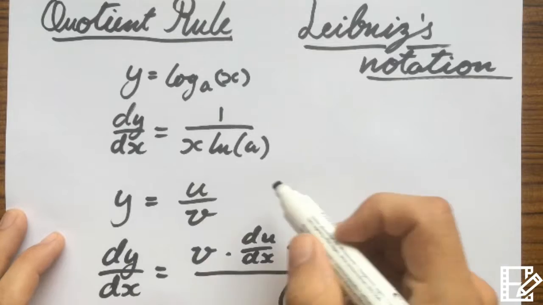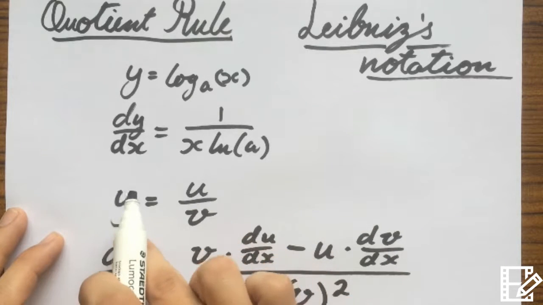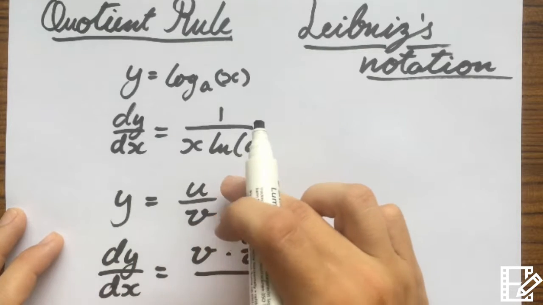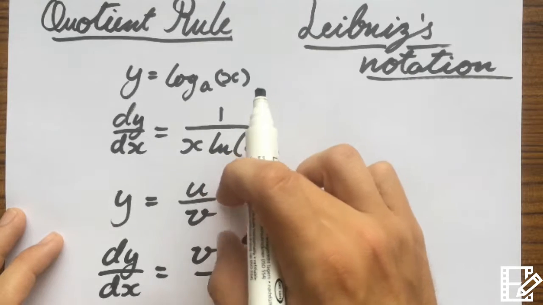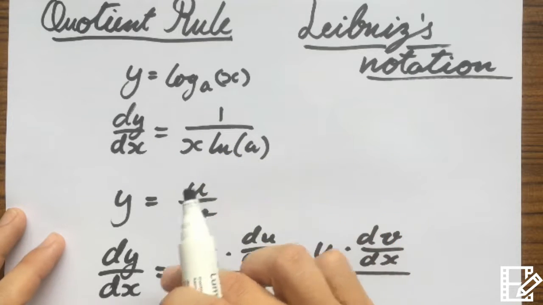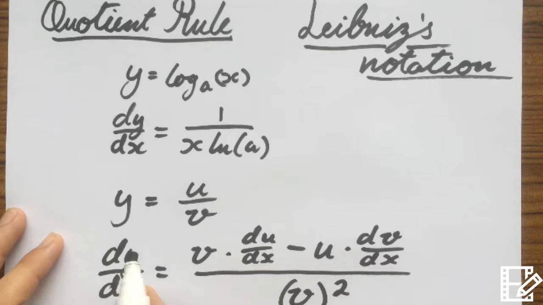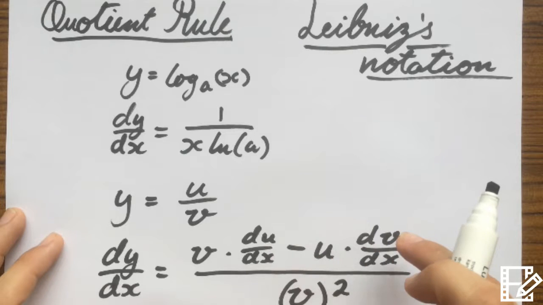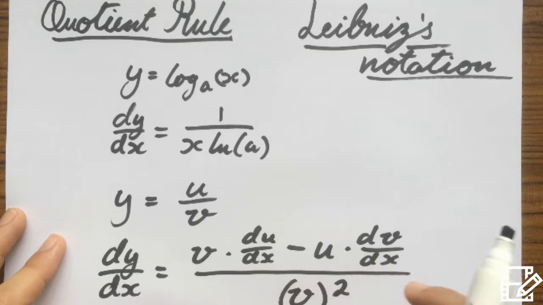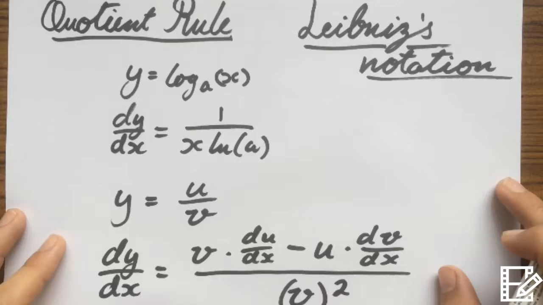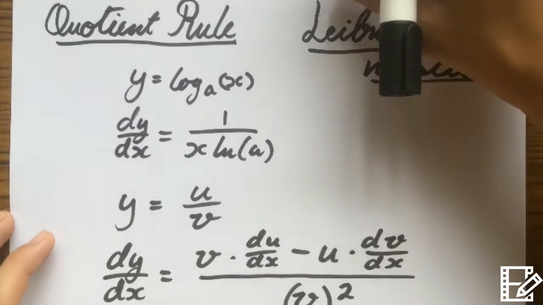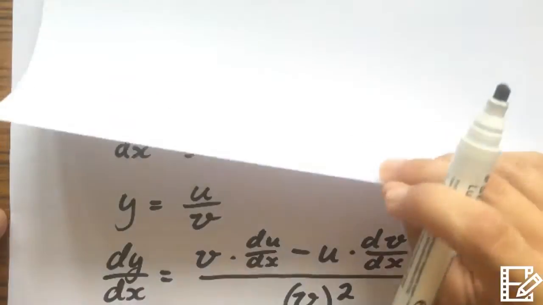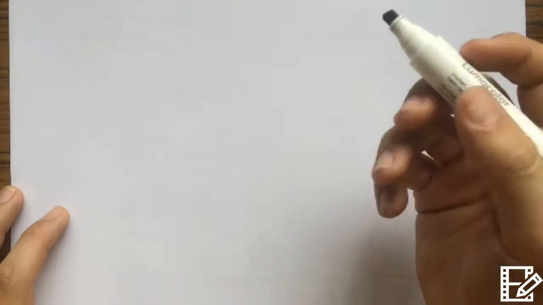But here's the quotient rule, where we have a function, and within that function we have two functions, one divided by another. When we derive it, we end up with the second function multiplied by the derivative of the first function minus the first function multiplied by the derivative of the second function all over the second function squared. These are the main rules we'll be focusing on, and let's just get onto an example.